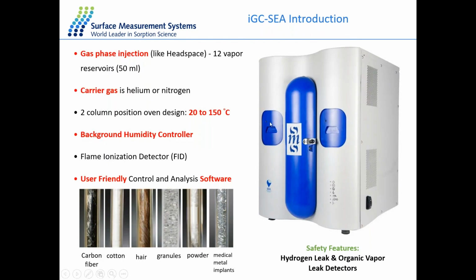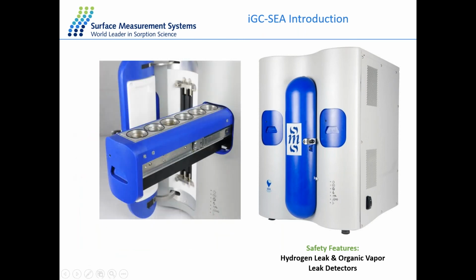So this is what the IGC SEA looks like. It has two drawers on either side and a drawer in the middle. When you open up each drawer, it accommodates 6 reservoirs, so we'll have 12 in total. And this is where you would put your solvents required for analysis.